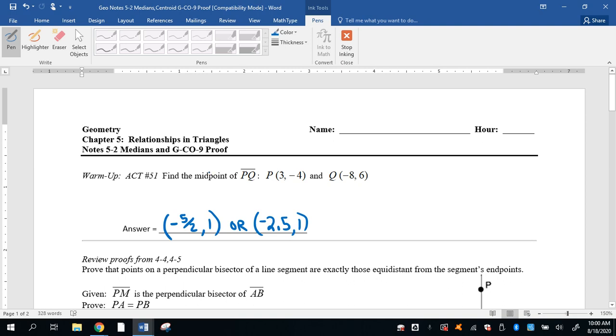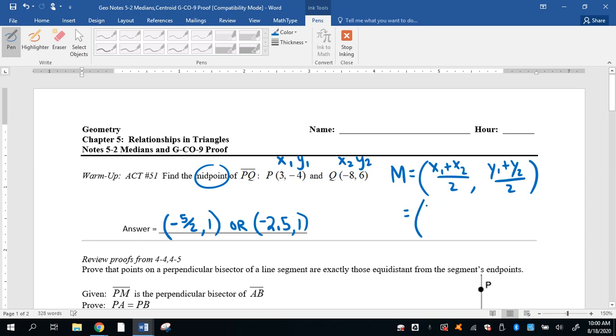Excellent. If you did not, remember midpoint formula. We are averaging our x's, so add them, divide by 2, and we are averaging our y's. So our first coordinate point is x1, y1, second x2, y2. Plug in your particular numbers. So we have 3 plus a -8 over 2, and -4 plus 6 divided by 2. So we have -5 halves, comma 2 halves, and 2 halves reduces to 1.